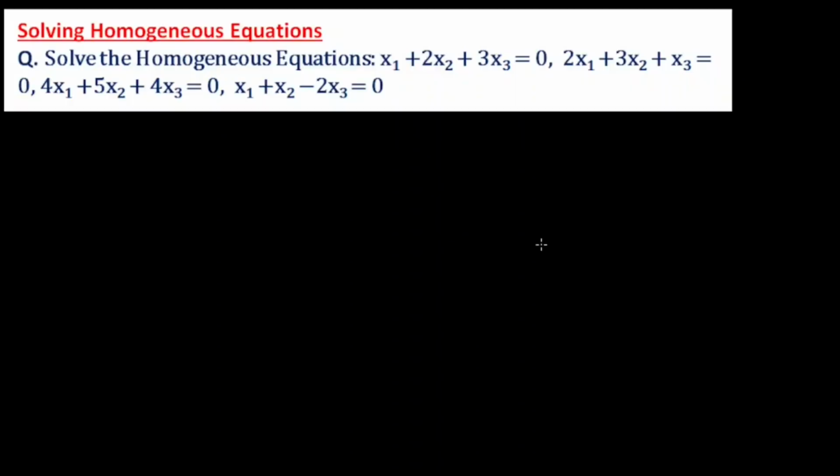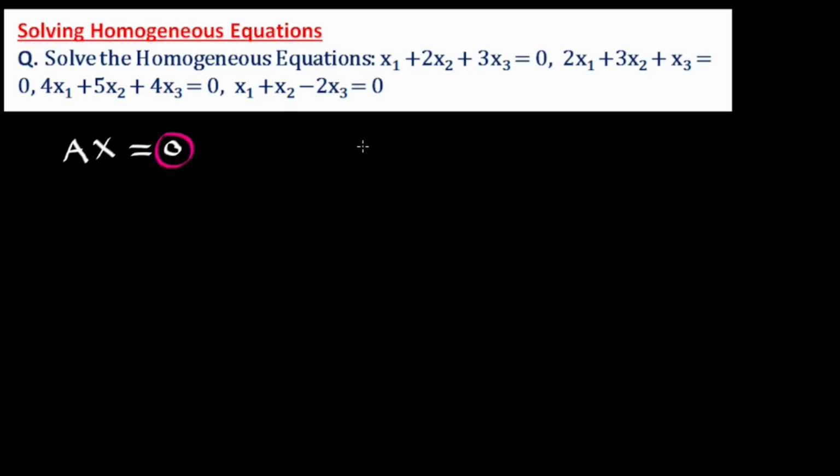In this video, we will see how to solve homogeneous equations. Homogeneous equations are of the type AX equals 0, where A is the coefficient matrix, X is the matrix of unknowns, and this is the corresponding zero matrix. So we can identify homogeneous equations from the right hand matrix being a zero matrix like this.